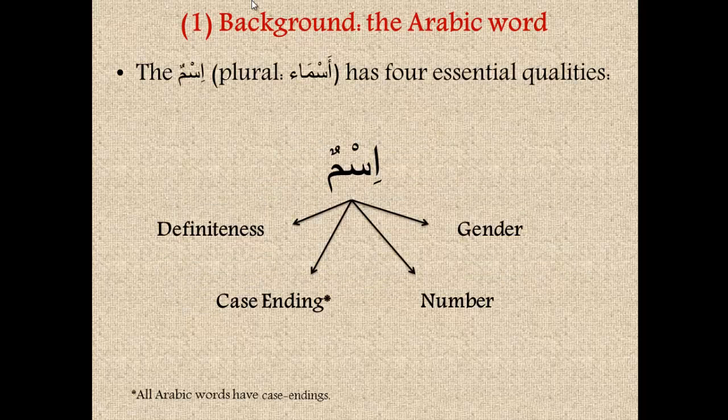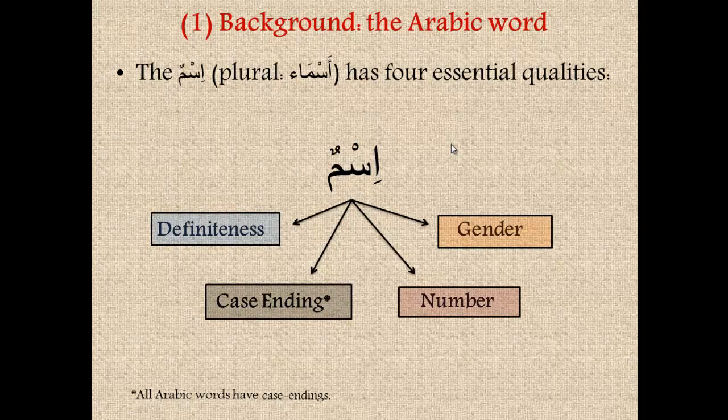So the ism, the plural of which is asma, has 4 essential qualities. These are 4 very basic and fundamental characteristics of the ism. And they are gender, number, case ending, and definiteness. For clarification, case ending is not exclusive to the ism. All Arabic words have case endings, and we will learn later on that verbs have case endings as well.